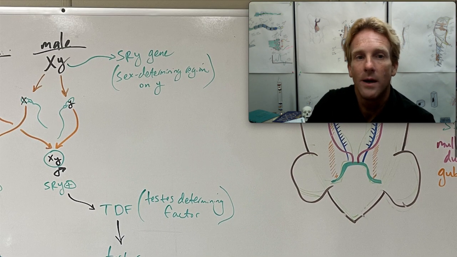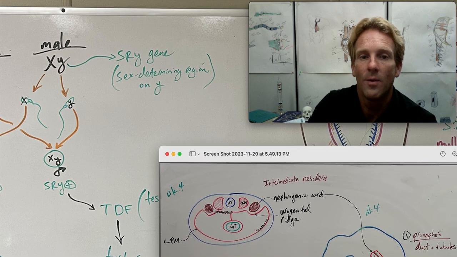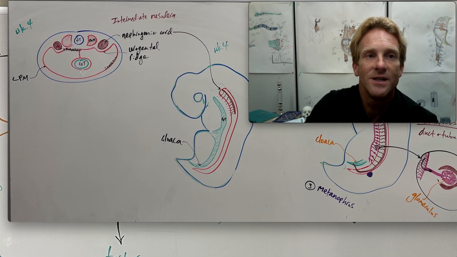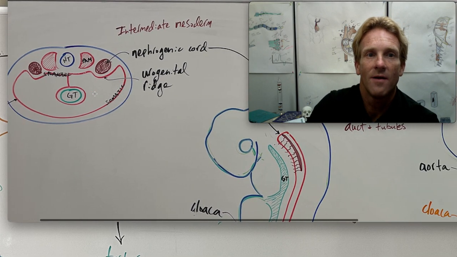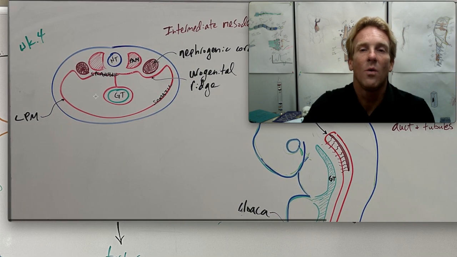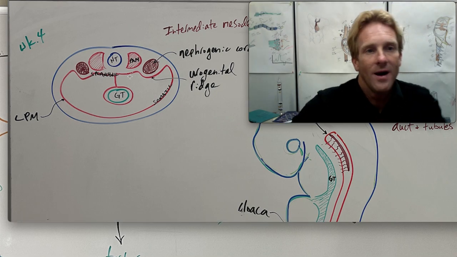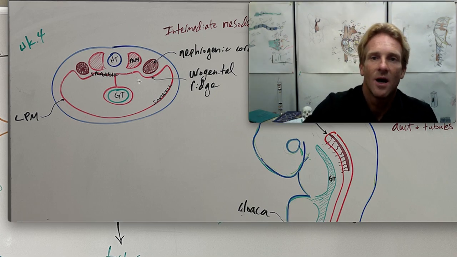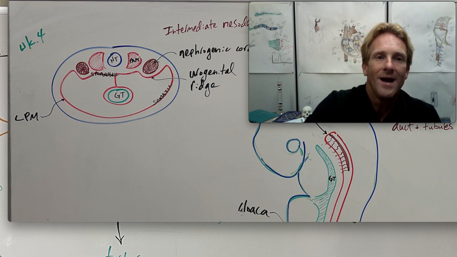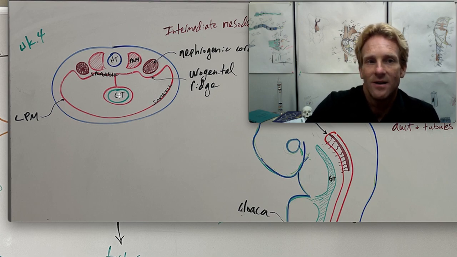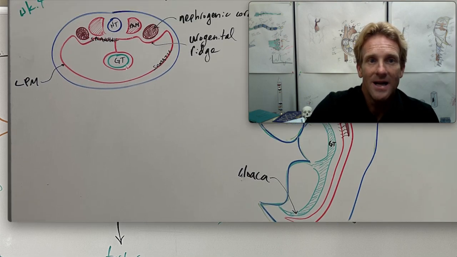Now, before we go any further, I wanted to pull up another image. This is an image of a cross section of a 4-week-old embryo. We've seen this image a couple of times in this class. Blue is ectoderm, red is mesoderm, and green is endoderm. We've got the gut tube there, right? We've already formed the body cavities, right?